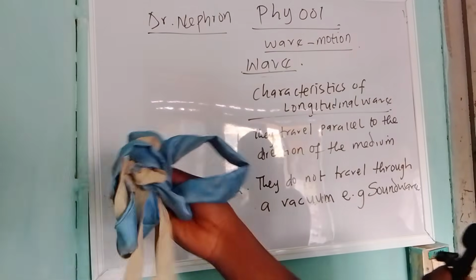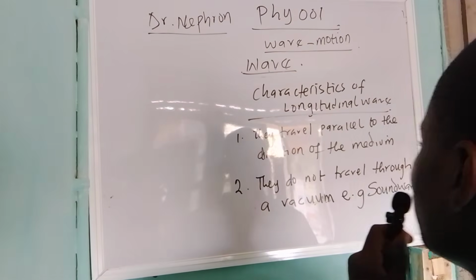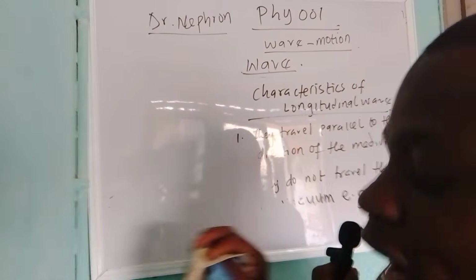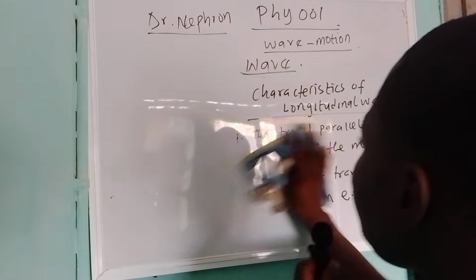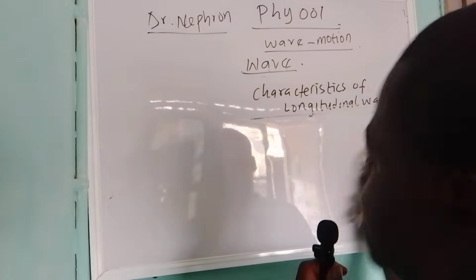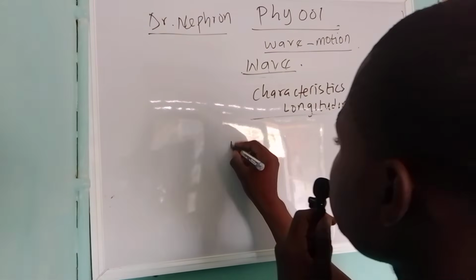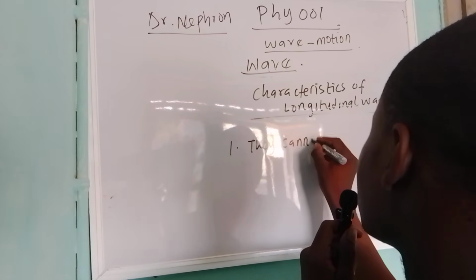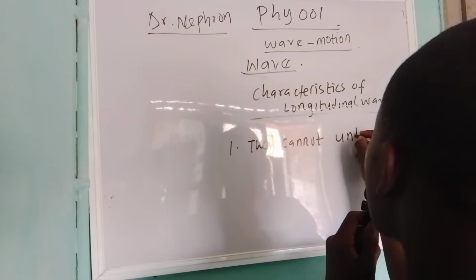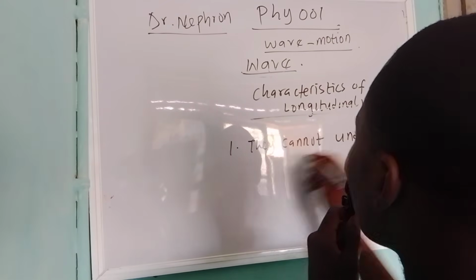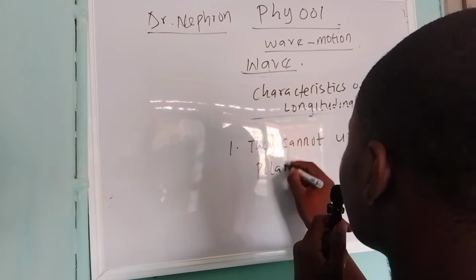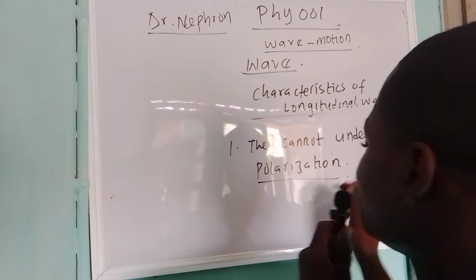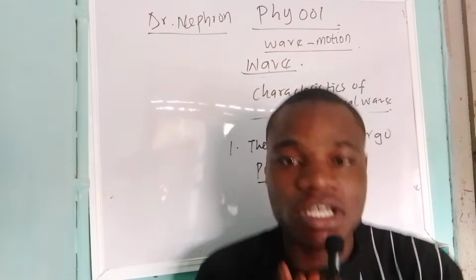Now, what are the things that we have to know about the longitudinal wave? Yes, and number three. Number three is what? Number three, they cannot undergo polarization. They cannot undergo polarization. You see, all these things are what are written in questions.